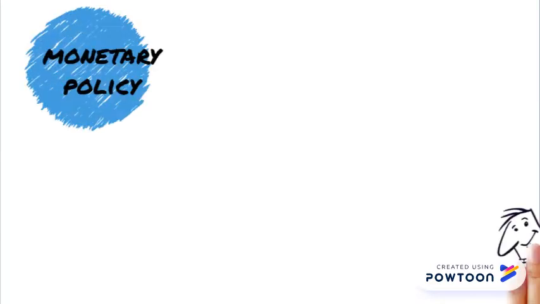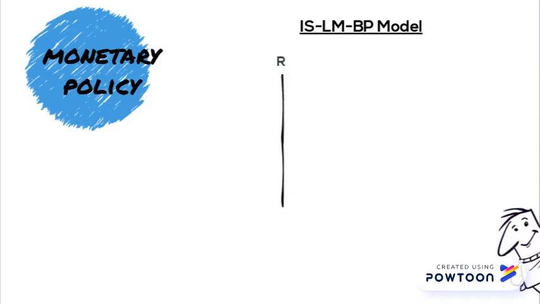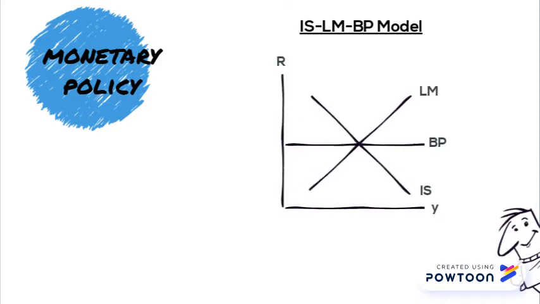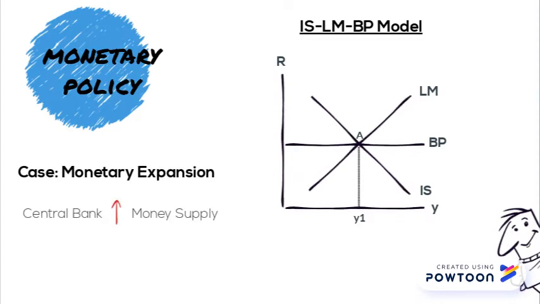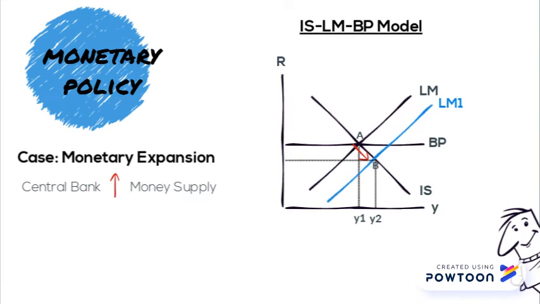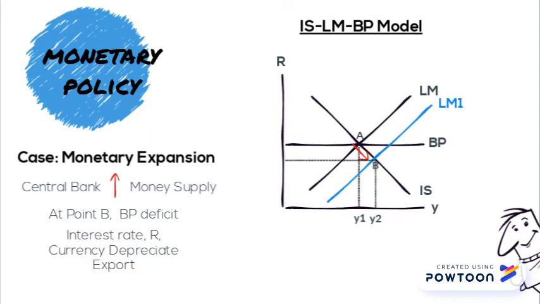We will explain the relationship between perfect capital mobility and effectiveness of monetary policy by using the SLMBP model. The horizontal BP curve represents the perfect mobility. In the monetary expansion case, the central bank will increase money supply and it will cause the LM schedule to shift to the right. Point B shows a balance of payment deficit while the decrease in interest rate causes the currency to depreciate. Hence, export increases and the IS schedule shifts to the right.